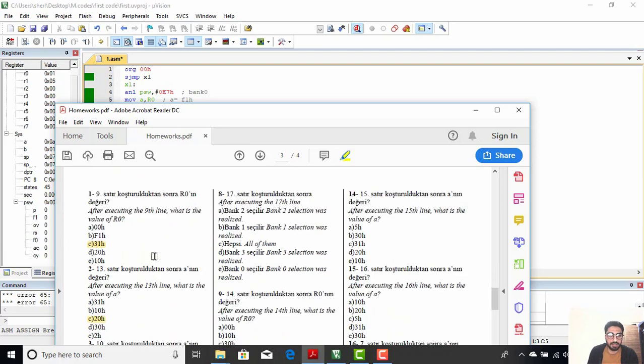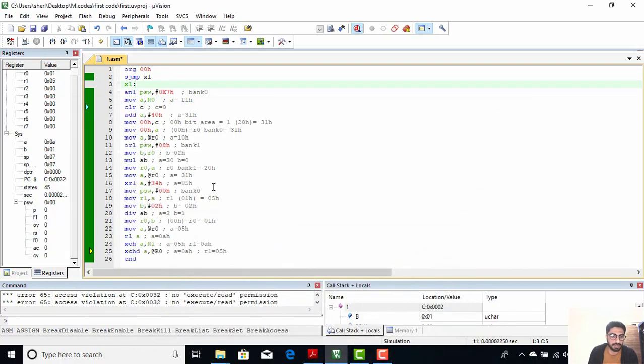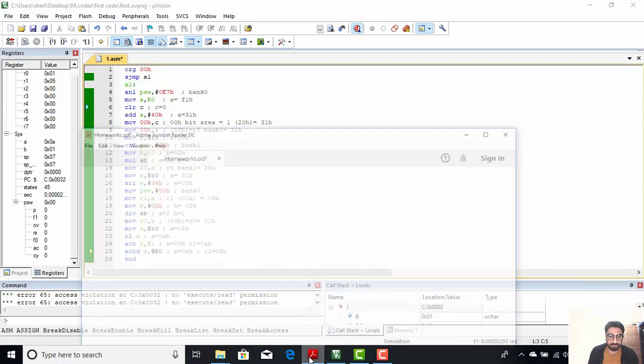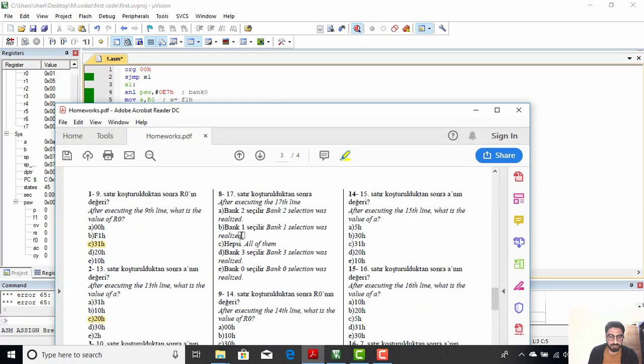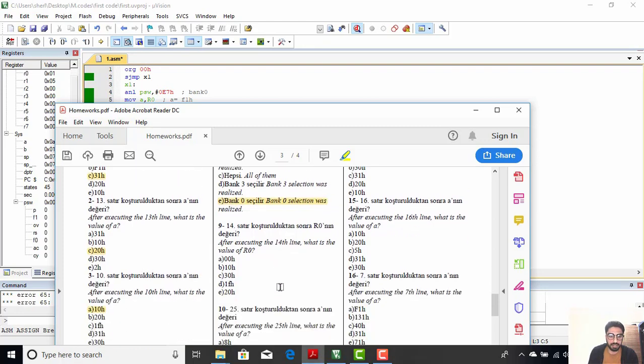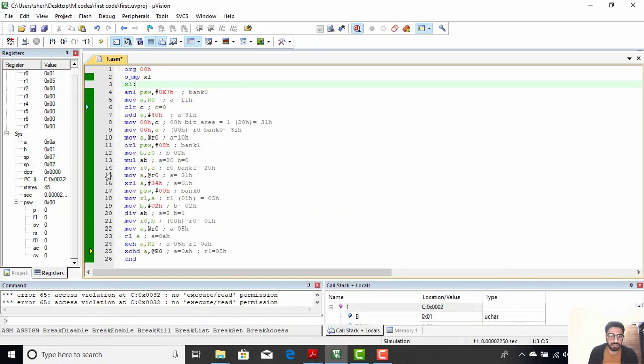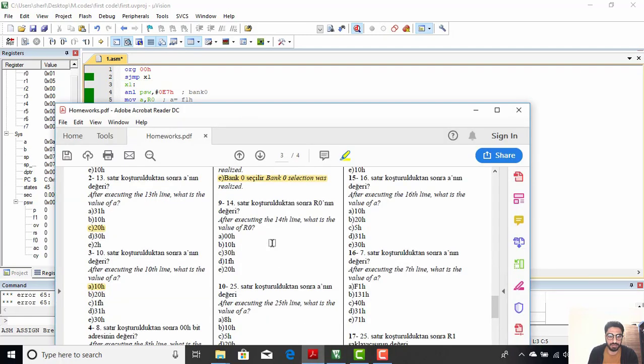Excellent. Now, after executing the 17th line, let's see, we are at bank 0. Bank 2, no, we were in bank 0. So this answer was the right one. Now 14, take the value of R0. Let's see, at 14 R0 was 20. Do I have 20? Of course we have. So this one is the right one.